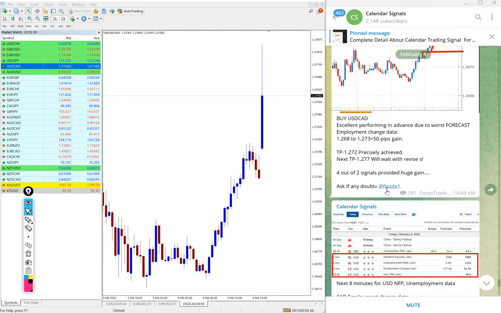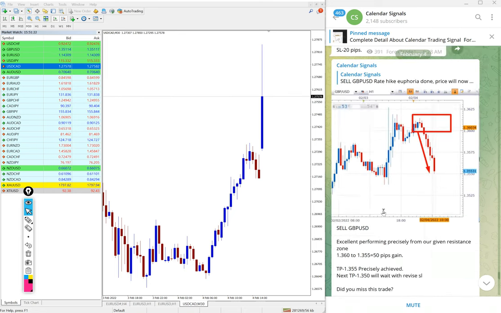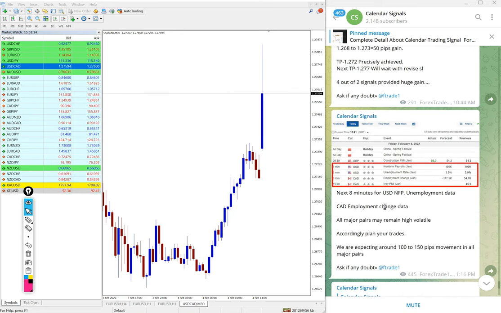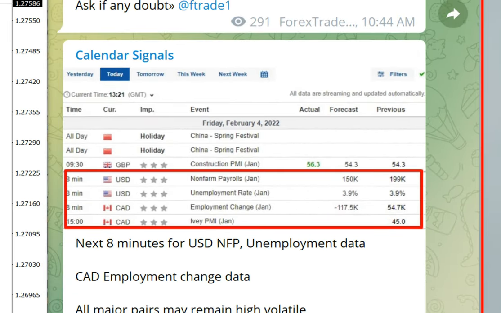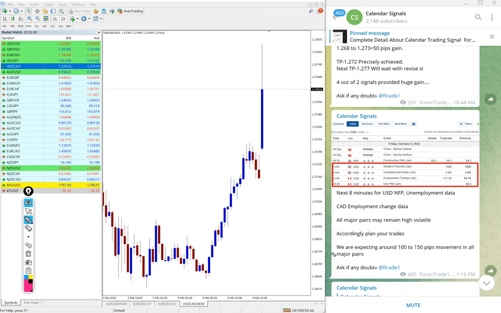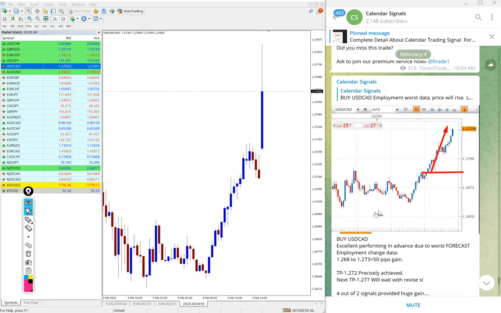Then the next signal. These are all the updates we gave. And then in between at 1:16 p.m. GMT, we posted the expected data going to be released on payroll for US dollar, and then unemployment rate and employment change on CAD. All these reports were pending, and everything worked in our favor, and we made 100 pips gain on USDCAD and 100 pips gain on GBPUSD, as we have seen.